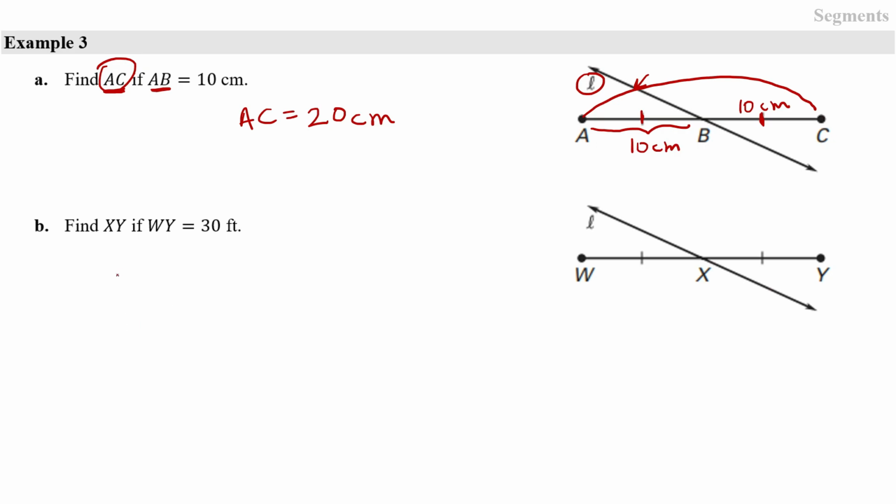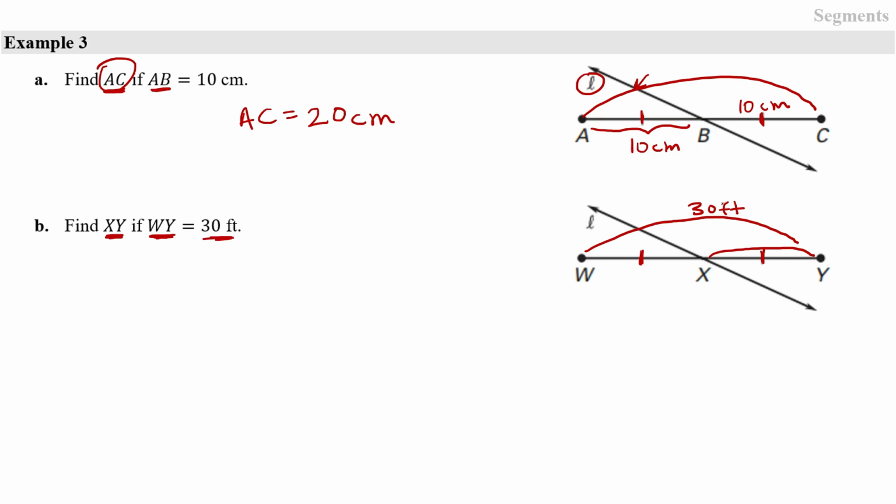Same thing for example B. Okay? It says find XY, or the distance from X to Y, if the distance from Y to W is equal to 30 feet. So it's saying, hey, from Y to W, way from here to here, this is 30 feet. And so how much would XY be, or the distance from here to here? Well, we know that these two pieces are equal because it gives you the little congruent marks. And so it's being cut in half.